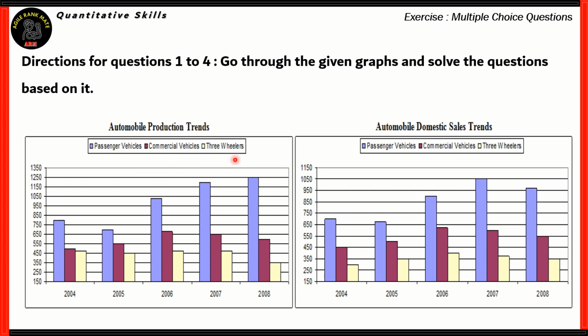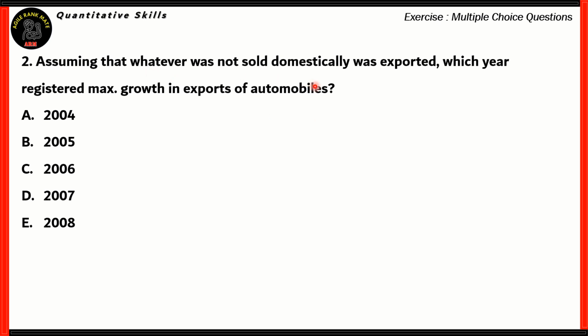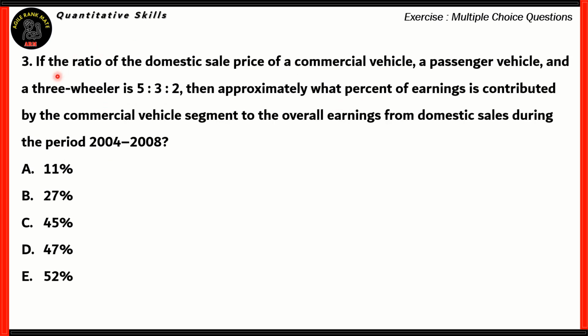So, how do we solve this question? Well, for starters, we're going to be looking at the questions themselves. So the first question goes, which of the following years exhibits the highest percentage decrease over the preceding year in automobile production? Second question is to assume that whatever was not sold domestically was exported, which year registered max growth in exports of automobiles.